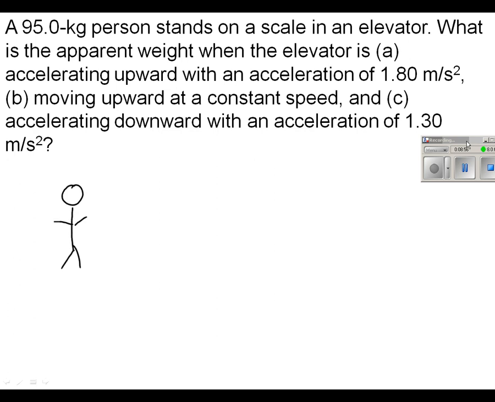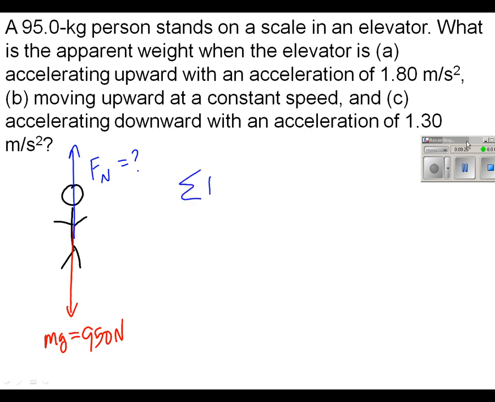So here's our person. It's a 95 kilogram person, so we know that the mg is always going to be 95 kilograms times 10 meters per second squared, 950 newtons. That will stay the same. The apparent weight, the normal force from the floor acting on the person, is what's going to change. That's what we want to solve for in this problem. That's what we're always going to be looking for in these elevator problems. So we have, it's accelerating upwards with an acceleration of 1.8 meters per second squared.